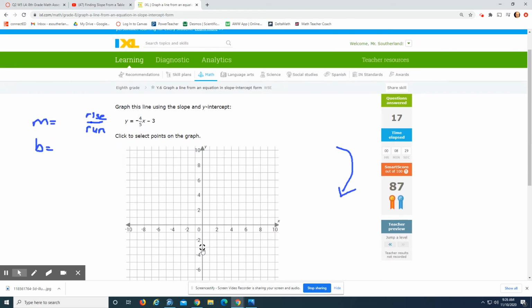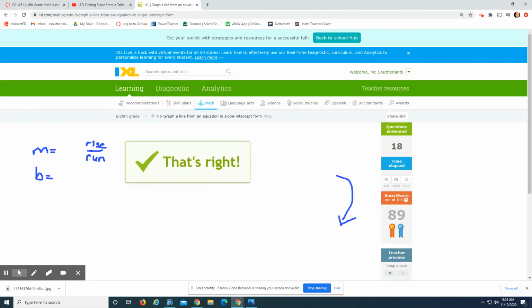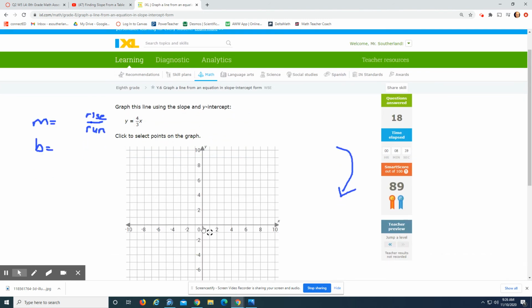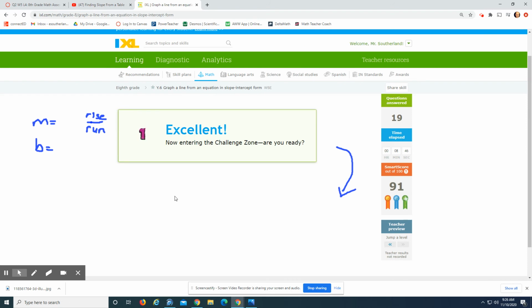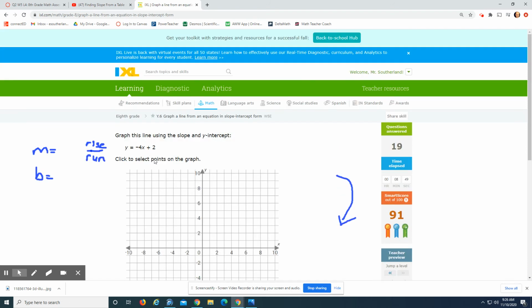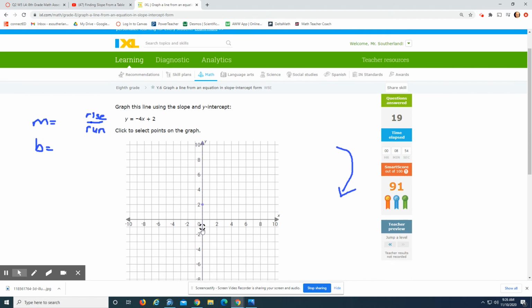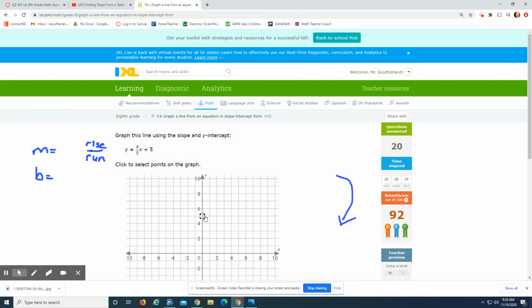-3 tells me to start at -3. -4/5 means go down 4 over 5. 1, 2, 3, 4 over 5. That tells me to start at 0. Up 4 over 3, up 4 over 3. And pretty soon you'll be doing this pretty fast. So +2 tells me to start at 2. -4 means down 4 over 1. 1, 2, 3, 4 over 1. 5 tells me to start at 5. Up 4, 1, 2, 3, 4 over 5.